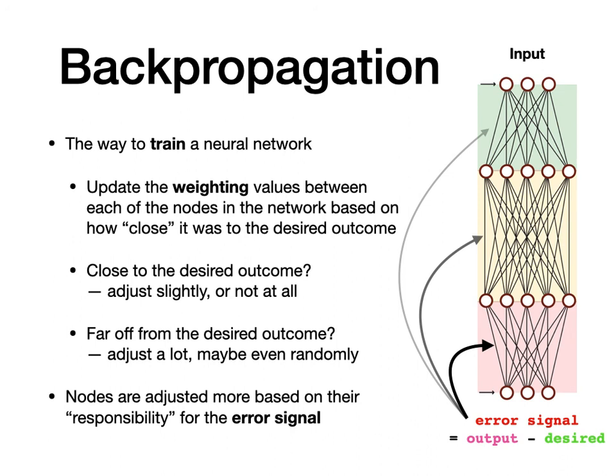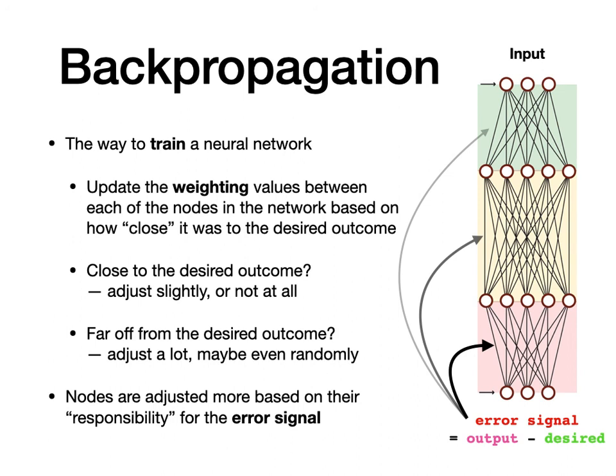That's the whole idea. If you come close to the desired outcome, you only adjust very slightly or maybe not at all. If you're far off from the desired outcome, adjust a lot. And if you're really far, maybe even kind of randomly, you're searching for the right destination. The idea is that the nodes are adjusted based on their responsibility for the error signal. Sort of how far away were they, how involved were they in that particular error production.